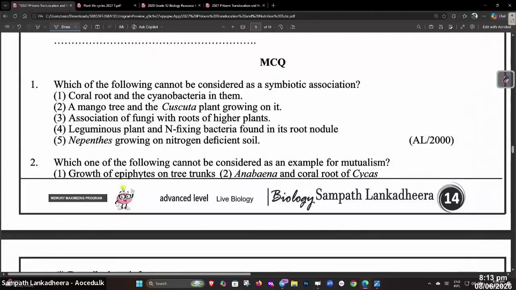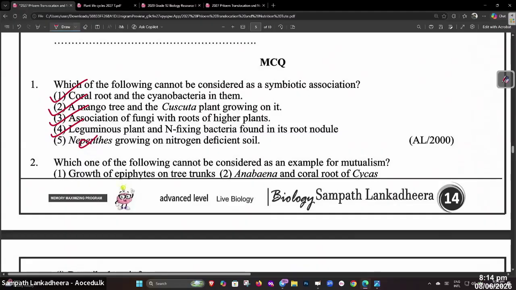Coral root and the following cannot be considered symbiotic. Coral root and cyanobacteria are symbiotic. Mango tree and cuscuta plant is symbiotic parasitic. Association of fungi and the roots of higher plants is mutualistic symbiotic. Leguminosae plant roots and nitrogen fixing bacteria are symbiotic and mutualistic.